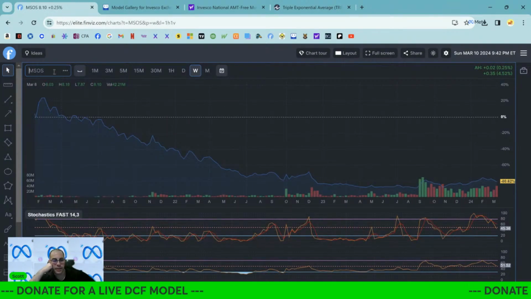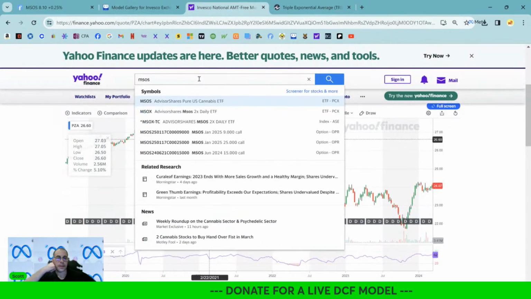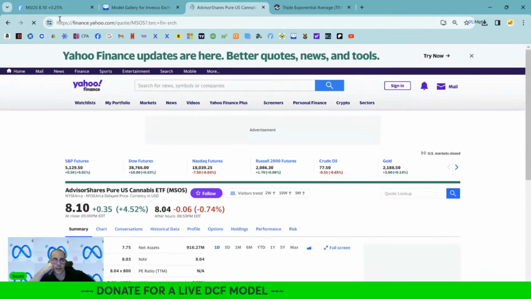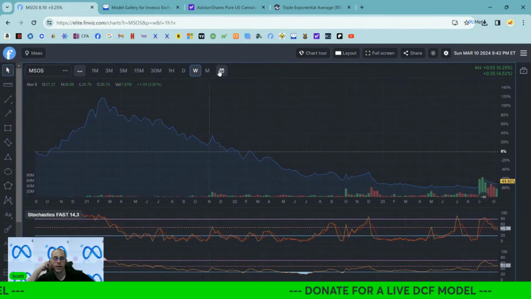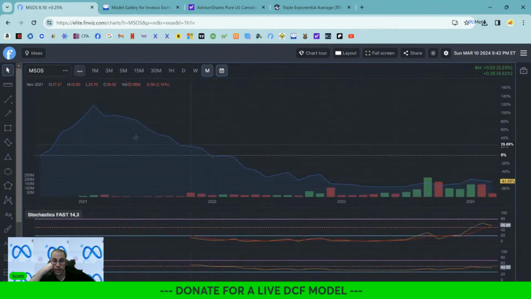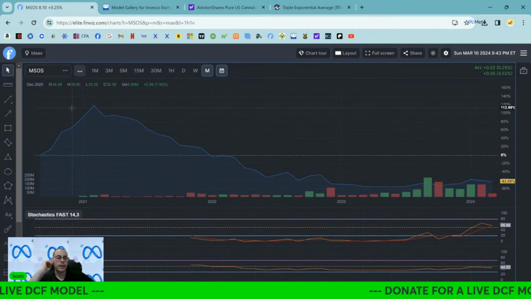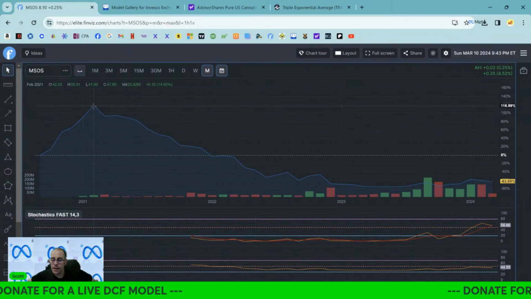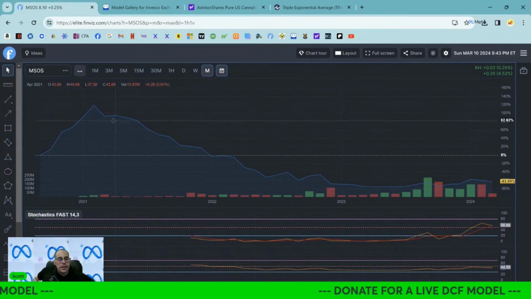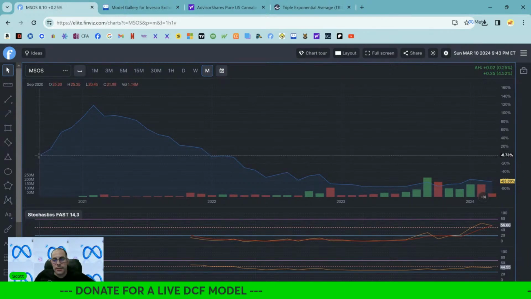MSOS, cannabis company, cannabis ETF. Oh, that's really bad. Well, cannabis stocks have really struggled. There were a few months where cannabis stocks were all booming. It was right when Biden got elected, either right before or right after. Cannabis stocks were up like 50% or even more. So you can see it was a good indicator of cannabis stocks.